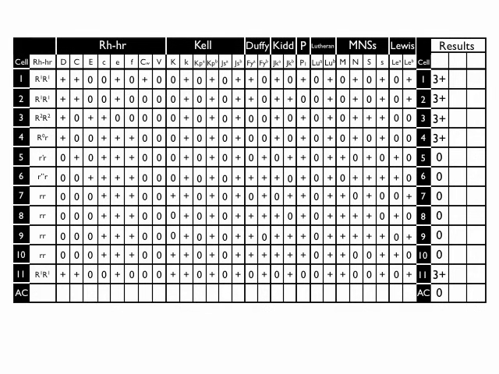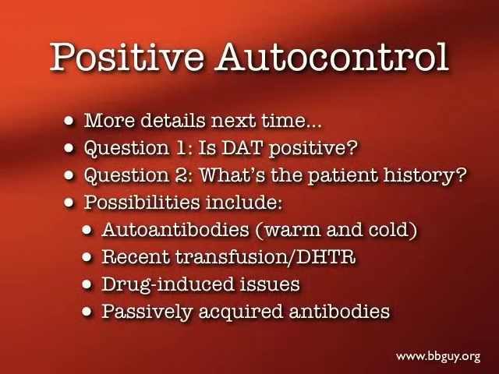With this particular panel, the first thing that I always do is look down at the bottom for the autocontrol and make sure it's negative. As I said, if that autocontrol is positive, it leads to a wide variety of things. We'll hit that more with a future podcast, but as a preview, the two things that we always ask are: is the DAT positive if the autocontrol is positive?